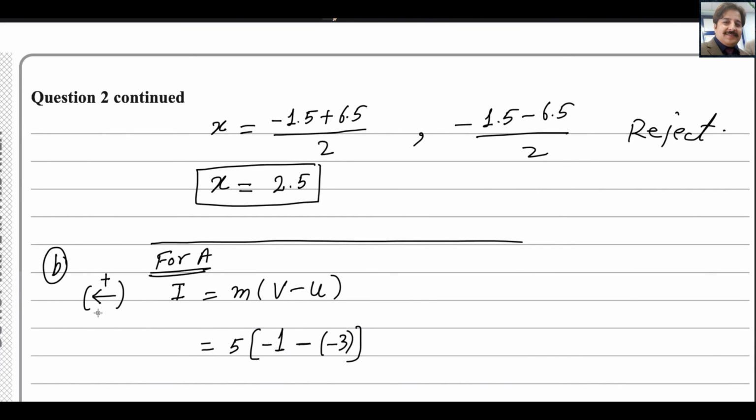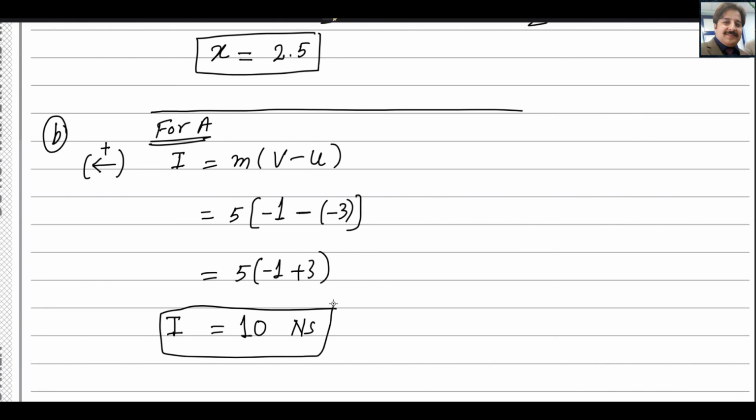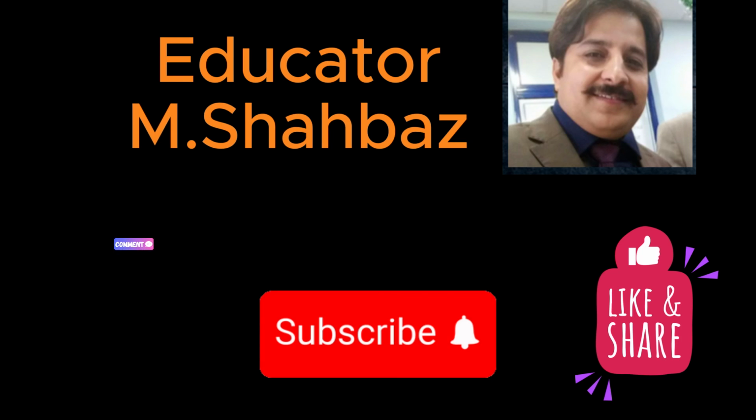This point is very important, selecting the direction of impulse. So 5 times, -1 plus 3, and 3 minus 1 is 2. 2 multiplied by 5 is 10. So the impulse on A from B will be equal to 10. You should use the unit for it, Newton second. This is the unit for impulse. Hopefully you understand it. So question number 2 is done.